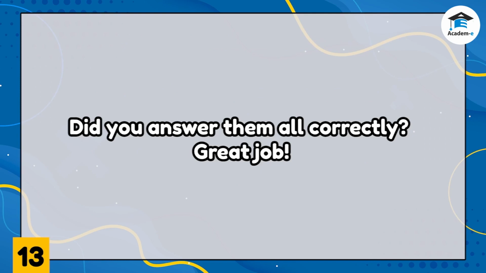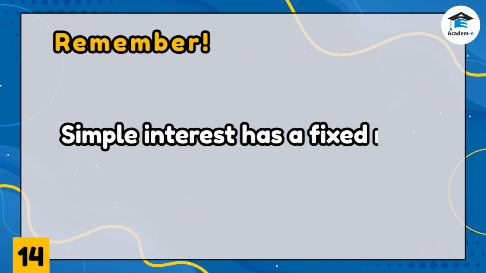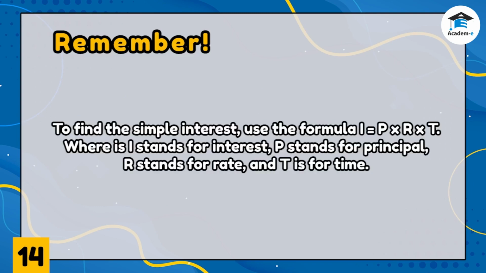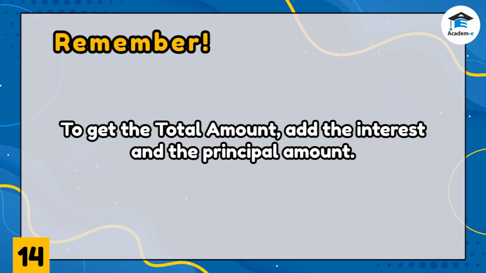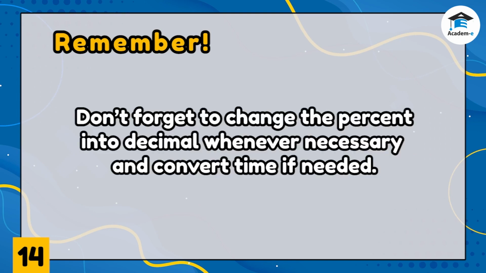Did you answer them all correctly? Great job! Remember, simple interest has a fixed rate. To find the simple interest, use the formula I equals P times R times T, where I stands for interest, P stands for principal, R stands for rate, and T is for time. To get the total amount, add the interest and the principal amount. Don't forget to change the percent into decimal whenever necessary and convert time if needed.